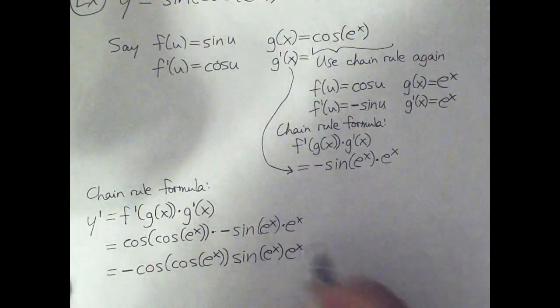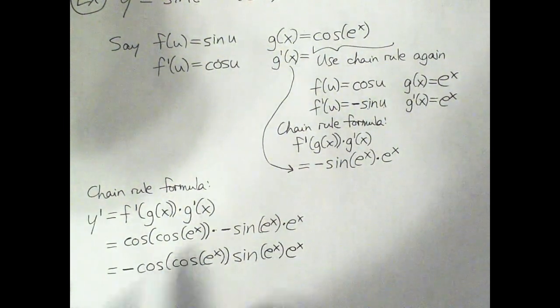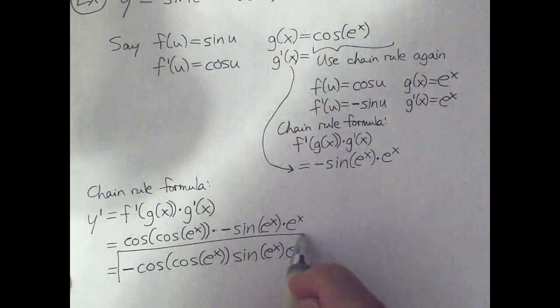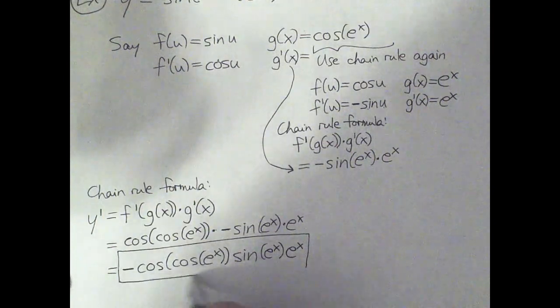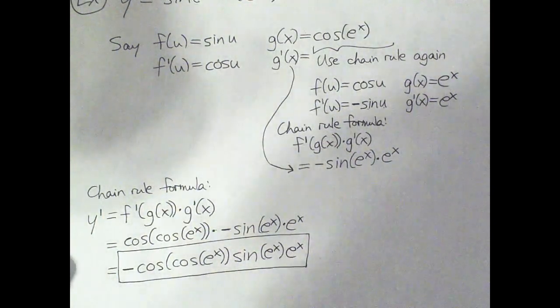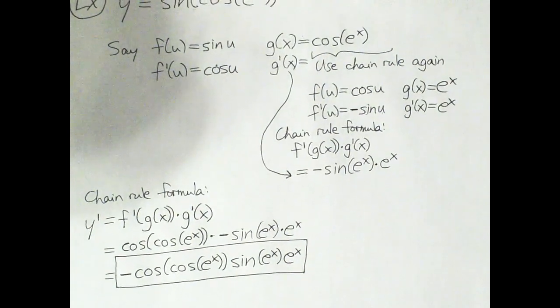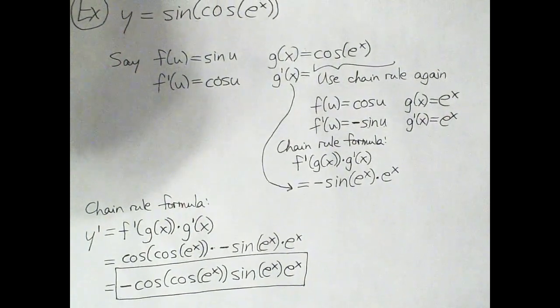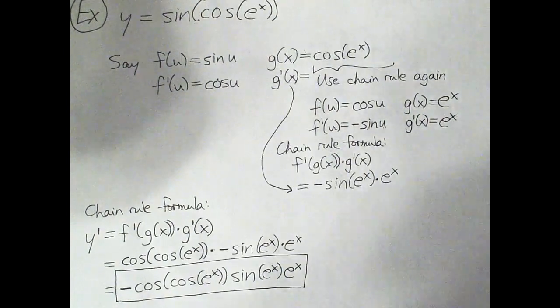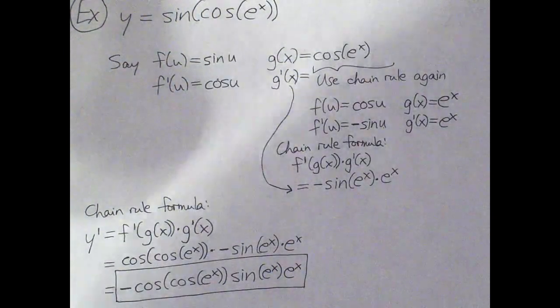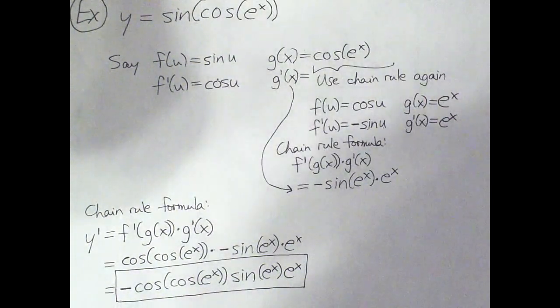See how that makes it clearer that we're not doing subtraction. We just have a negative. All right, that's the answer. That is a big, weird-looking answer, but it was a weird-looking function to begin with. I don't even know what that function would look like. Sine of cosine of e to the x. Weird function with a weird answer.